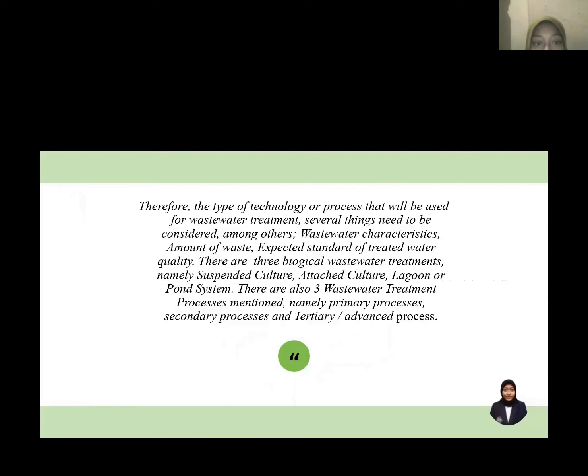In conclusion, for the type of technology or process that will be used for wastewater treatment, several things need to be considered, among others: wastewater characteristic, amount of waste, expected standard of treated water quality. There are three biological wastewater treatments, namely suspended culture, attached culture, lagoon or pond system. There are also three wastewater treatment processes mentioned, namely primary process, secondary process, and tertiary process.